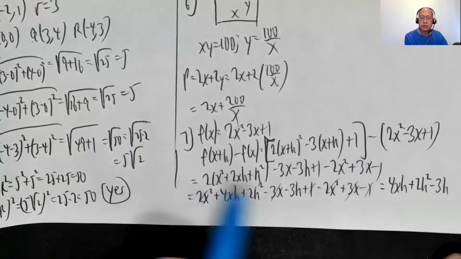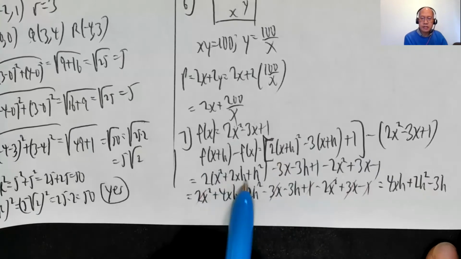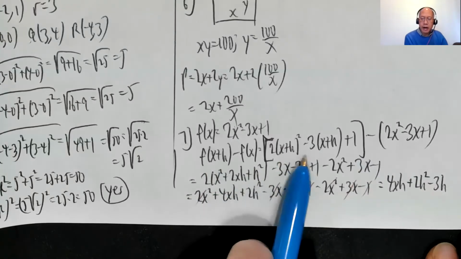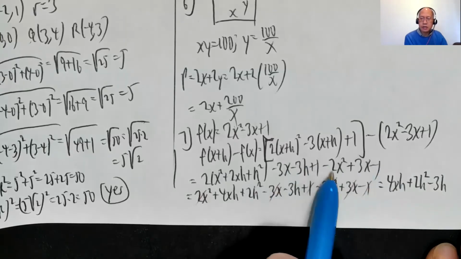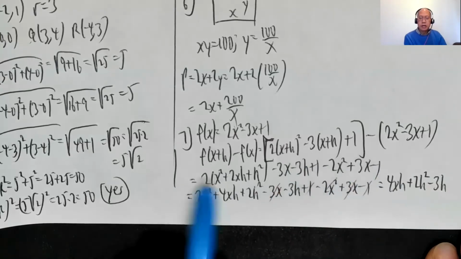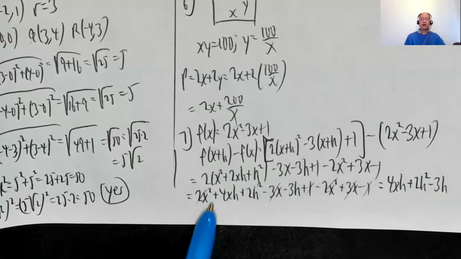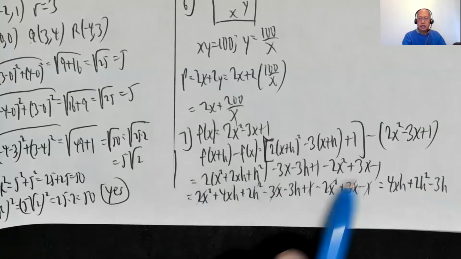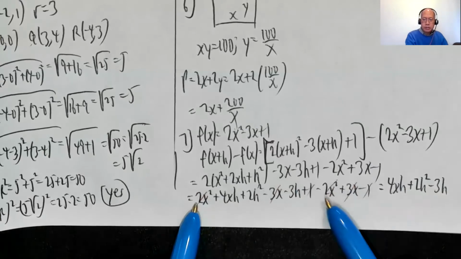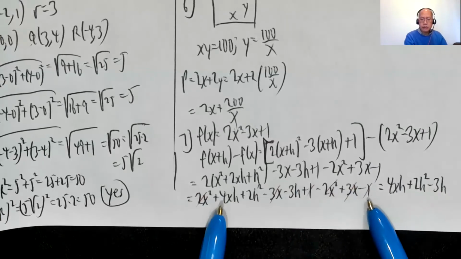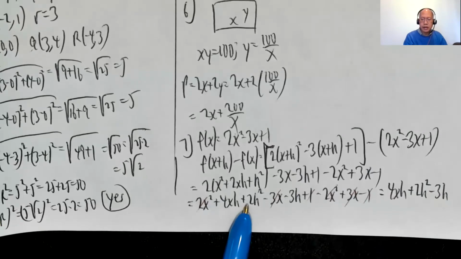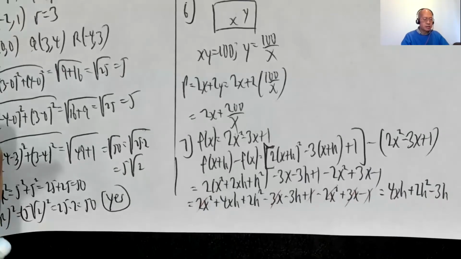So do the algebra: 2 times (x squared plus 2xh plus h squared) minus 3x minus 3h plus 1. Distribute the minus: minus 2x squared plus 3x minus 1. Distribute this: 2x squared plus 4xh plus 2h squared. Leave all the rest alone. These two cancel. These two cancel. These two cancel. So I have left 4xh plus 2h squared minus 3h.